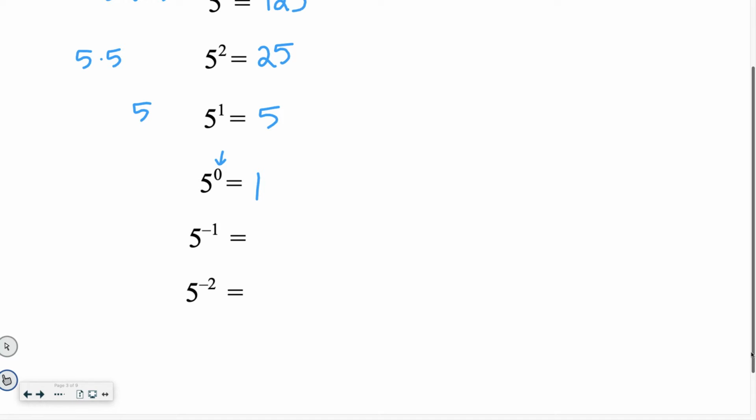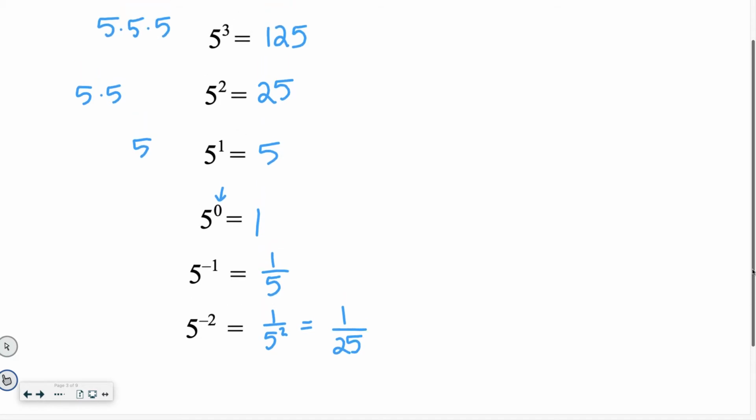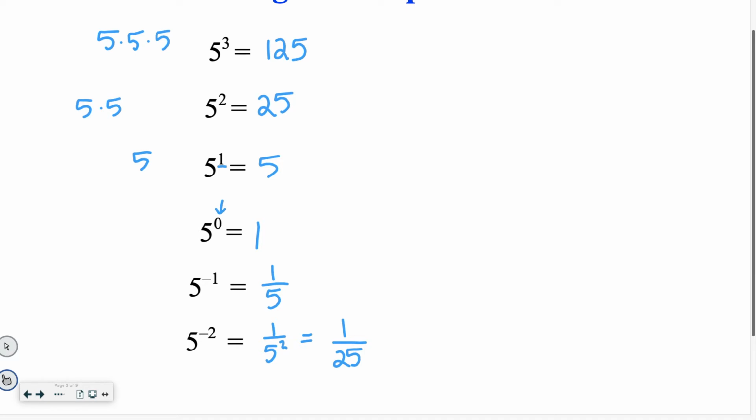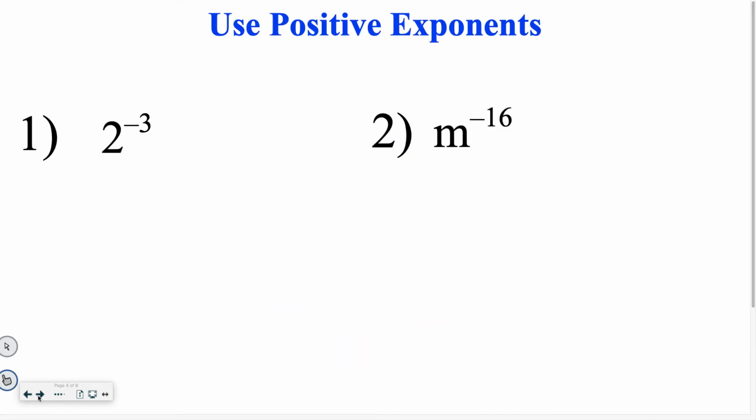All right, and then if we have 5 to the negative 1st power, that would be 1 over 5 to the 1st power, which is just 5. And then 5 to the negative 2nd power becomes 1 over 5 to the 2nd power, or 1 over 25. So you should be able to see that there's a connection, right? 5 to the 1st, 5 to the negative 1st, and then 5 squared and 5 to the negative 2nd power. You can see that they are just kind of opposites of each other, right? So remember, negative exponents, to make them positive, move them to the other part of the fraction.